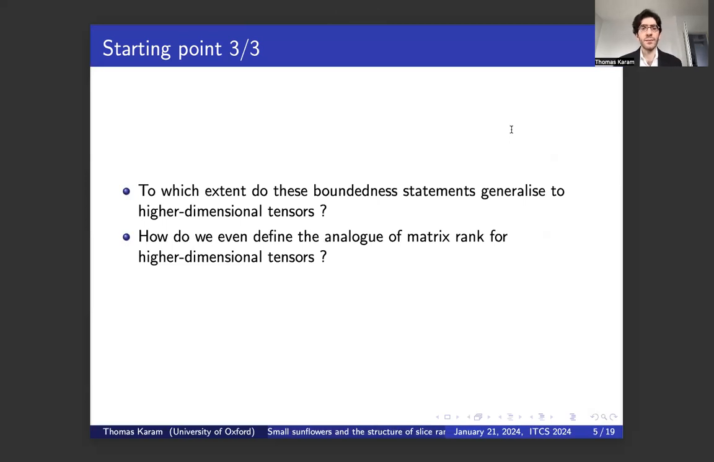And we can ask whether these statements on the fact that a matrix of given rank has a bounded number of decompositions generalize to higher dimensional tensors rather than matrices. But of course, even before going into that, we have to define the analog of matrix rank for higher dimensional tensors.